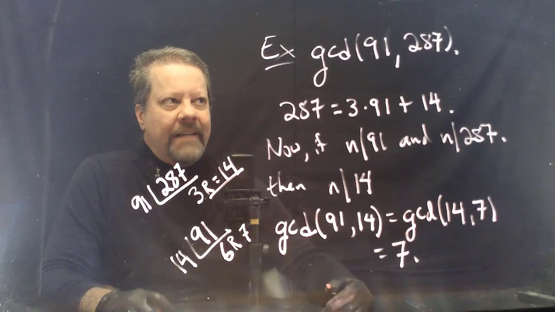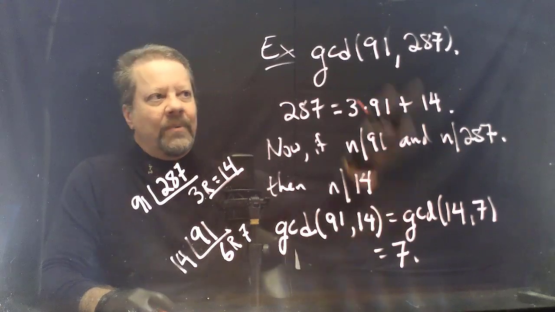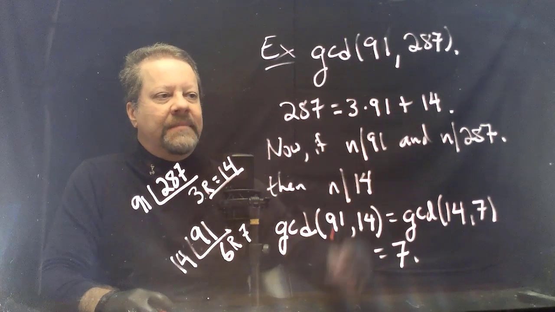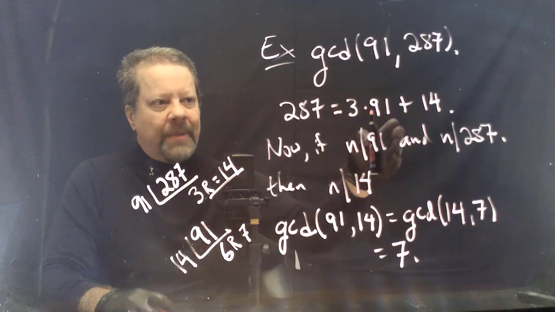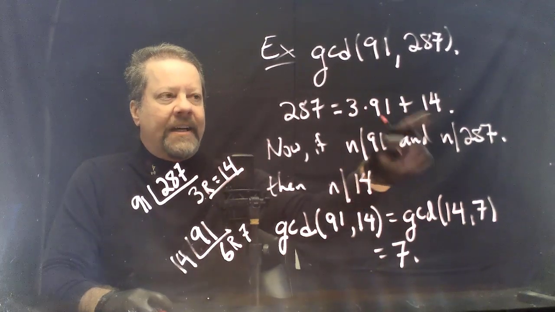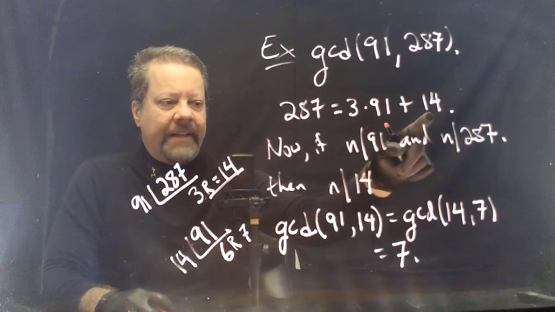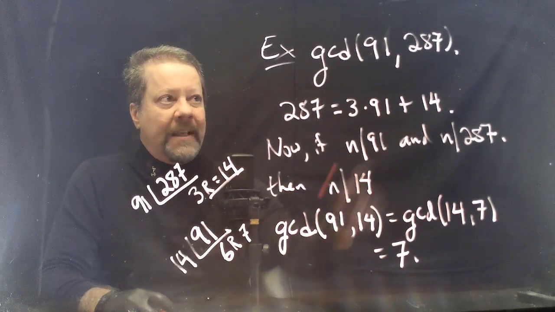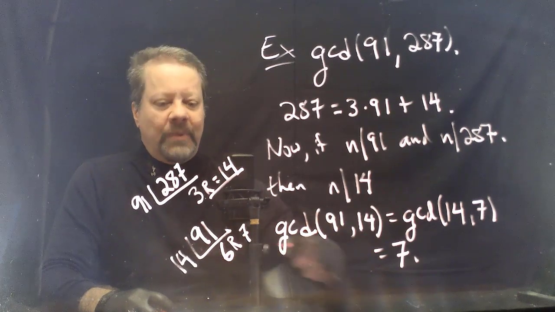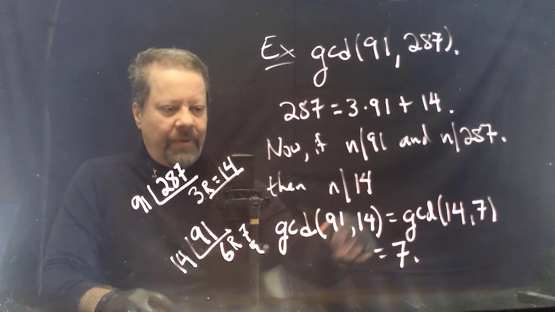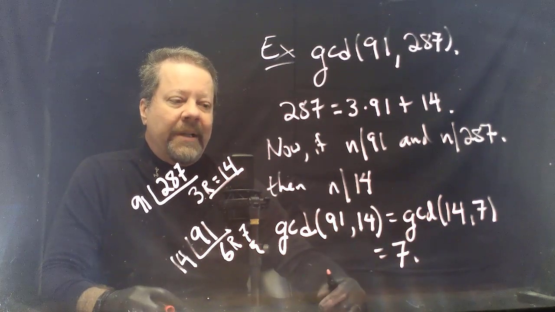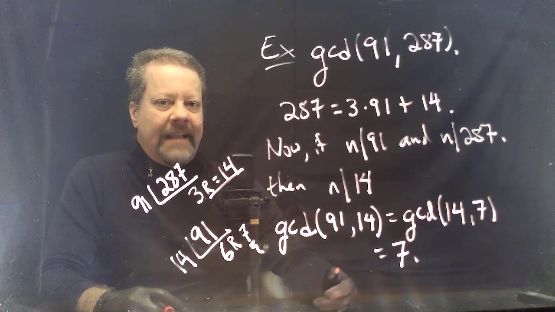So there's a kind of winnowing process. We divide and get a quotient and a remainder. We forget about this part. The number that we're seeking that divides both 91 and 287 will have to divide 14. So we'll replace the bigger one with 14. We'll divide again. We'll get another remainder. We'll throw away the bigger number, and that gives us two easier numbers to compare. At some point, the answer will be obvious.